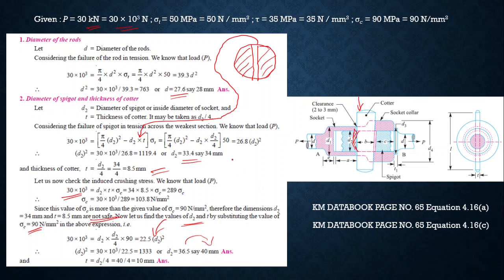Okay, this equation is available at KM data book page number 65, equation number 4.16c. And the first equation is available at KM data book page number 65, equation number 4.16a.